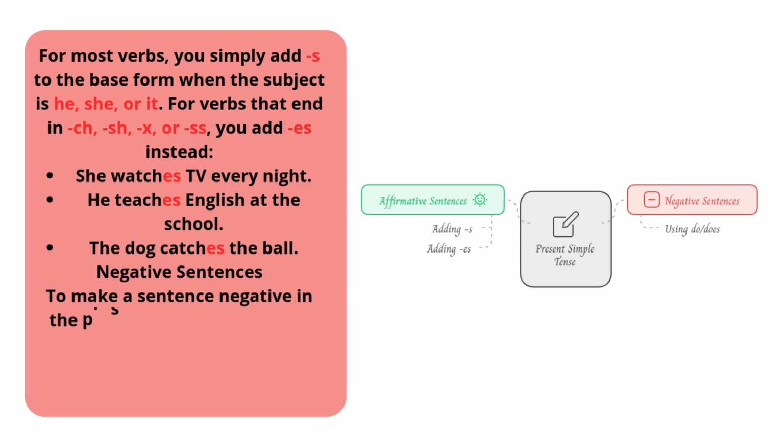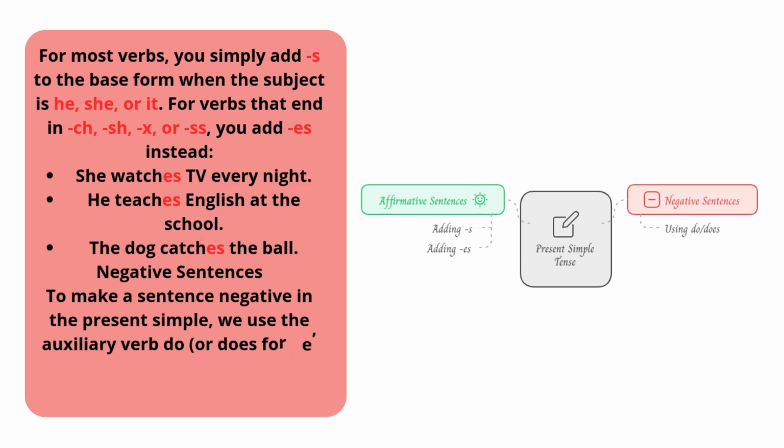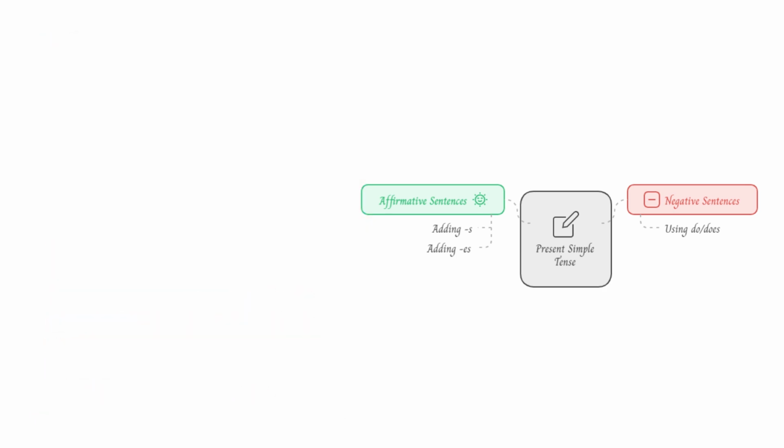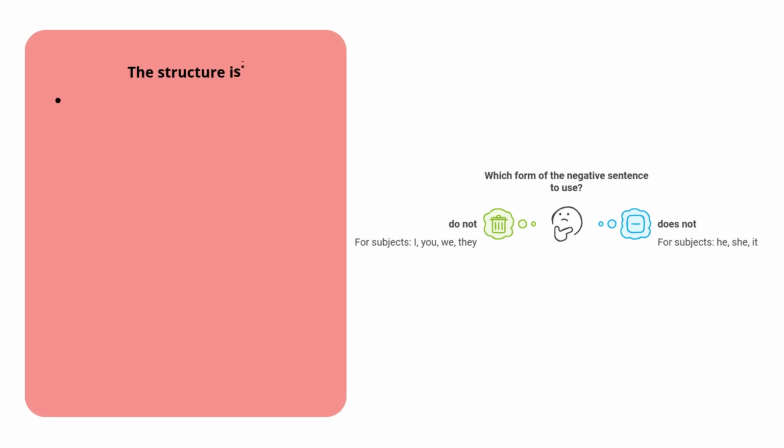Negative sentences. To make a sentence negative in the present simple, we use the auxiliary verb do, or does for he, she, or it, followed by not and the base form of the verb. The structure is subject plus do/does plus not plus base verb, V1.